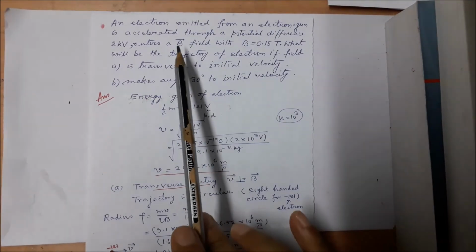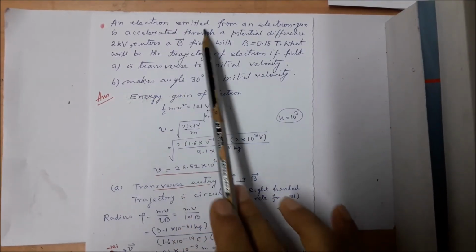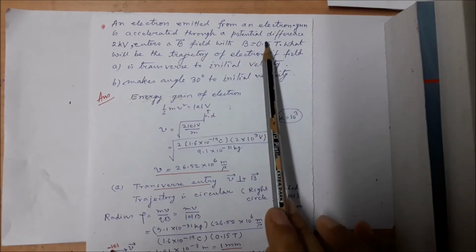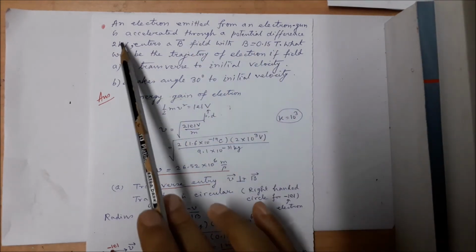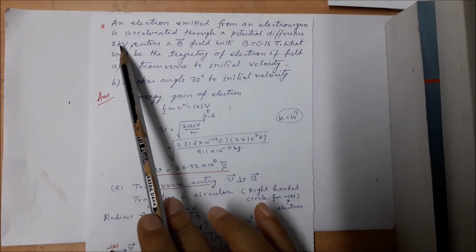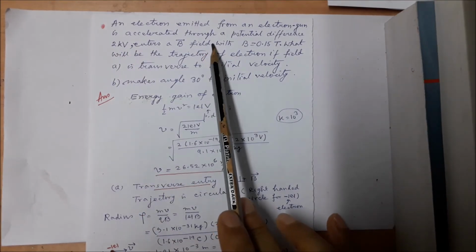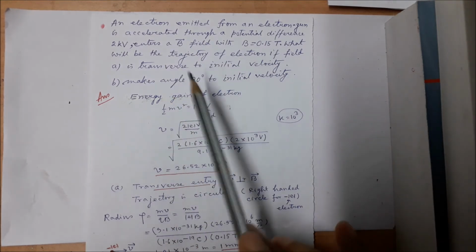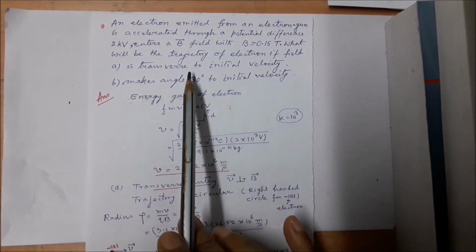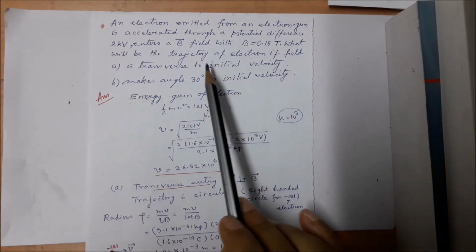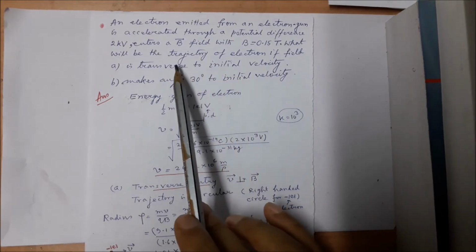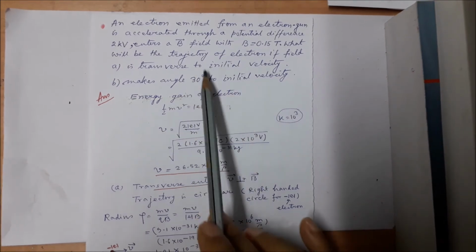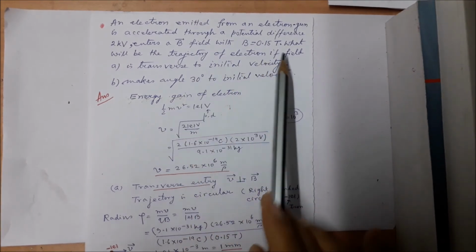We take up the next problem. Here an electron is emitted from an electron gun, and then it is accelerated through a potential difference of this amount, 2 kilovolt, and then it enters a B field, and we have to find the trajectory of the electron, and the manner of entry is also stated here. The initial velocity is perpendicular to the field, or the initial velocity makes an angle 30 degree to the field.